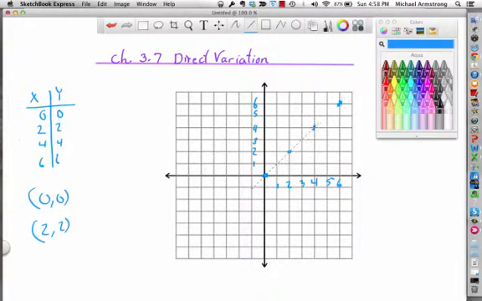Now, according to the book, it has direct variation because it goes through the origin. And as the x grows, the y grows equally. So the first one I showed you was y equals 2x. So for every 1 that the x grew, the y grew times 2. This one, it's going up 1 for every 1, or 2 for every 2. So the formula here, the equation, would be y equals x. That's just how that looks.